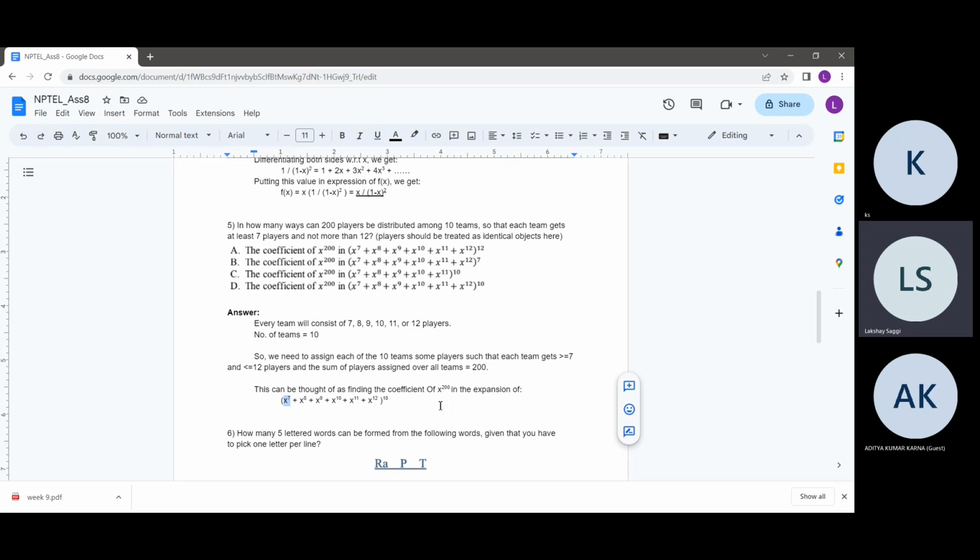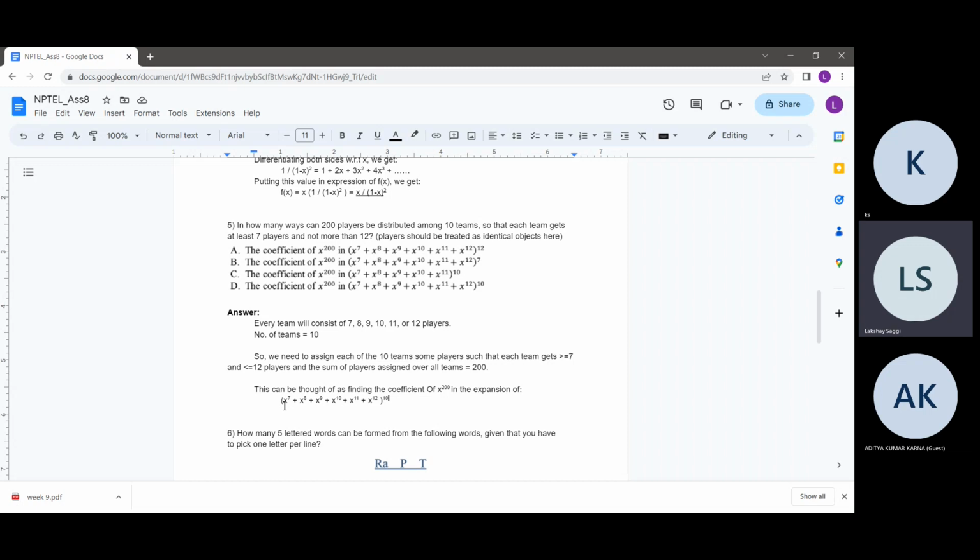So overall, for x to the power 200, there will be multiple ways. And when all of the ways add up, it will just be the coefficient of x to the power 200. So I hope I'm making a little bit of sense here, guys. Something along these lines has also been discussed in the lectures, right? So I think it should be clear to you guys.